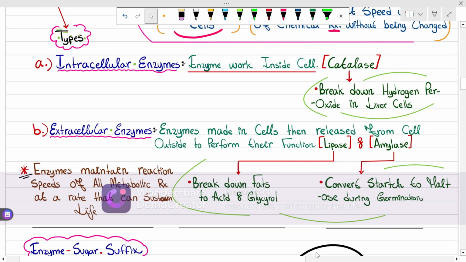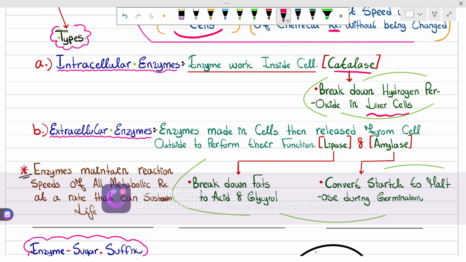There are two types of enzymes in our syllabus: intracellular enzymes and extracellular enzymes. Intracellular enzymes are enzymes that work inside the cell. Example, catalase. The job of catalase is to break down hydrogen peroxide in liver cells. The second type is extracellular enzymes. Extracellular enzymes are enzymes made in cells that are released from the cell to perform their function outside. So they are made in the cell, and then the cell releases them outside to perform their functions, while intracellular enzymes perform their functions inside the cell.